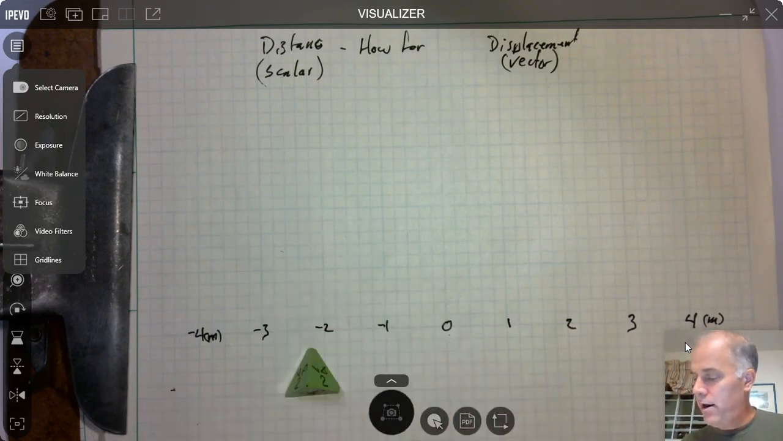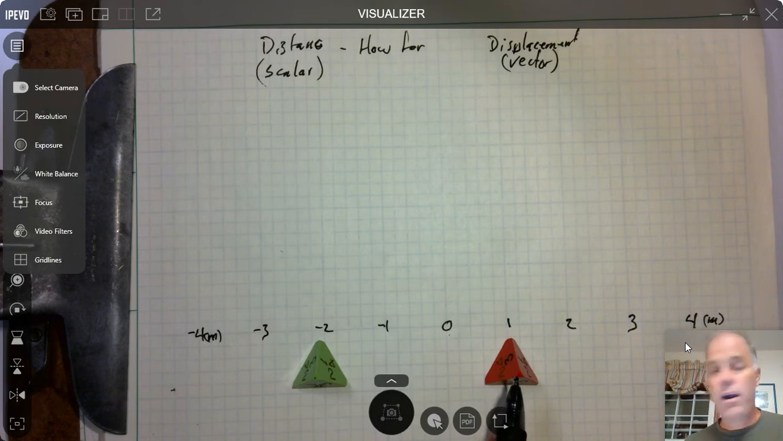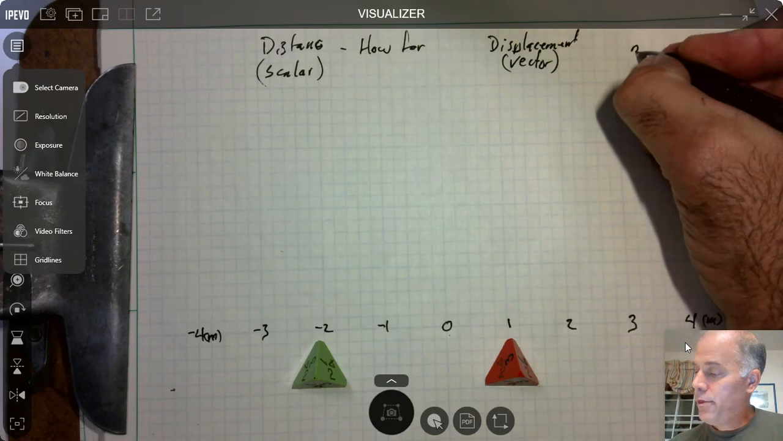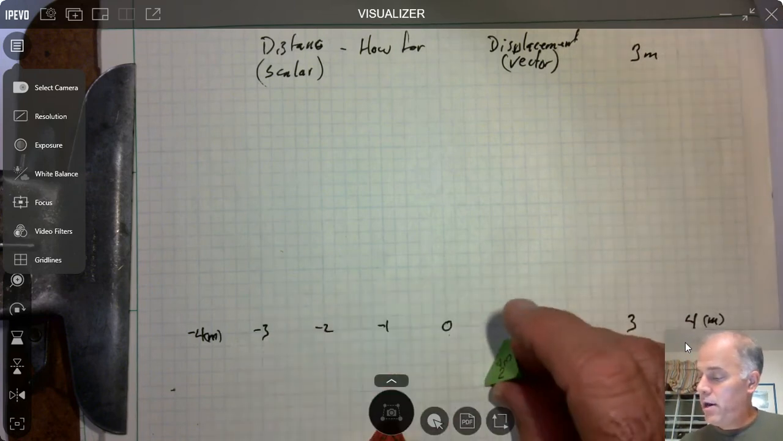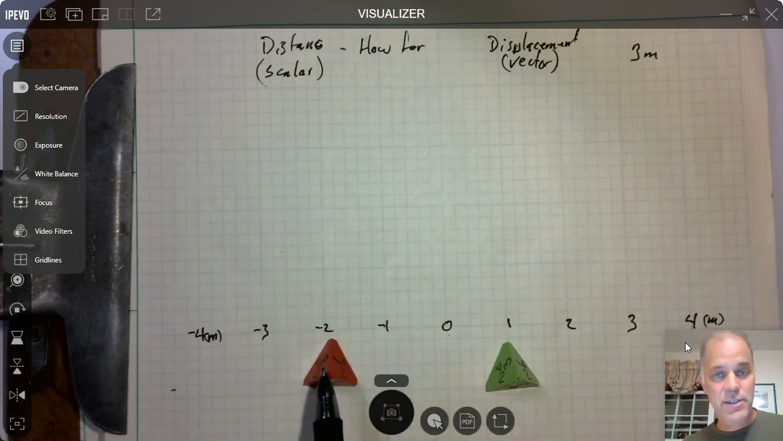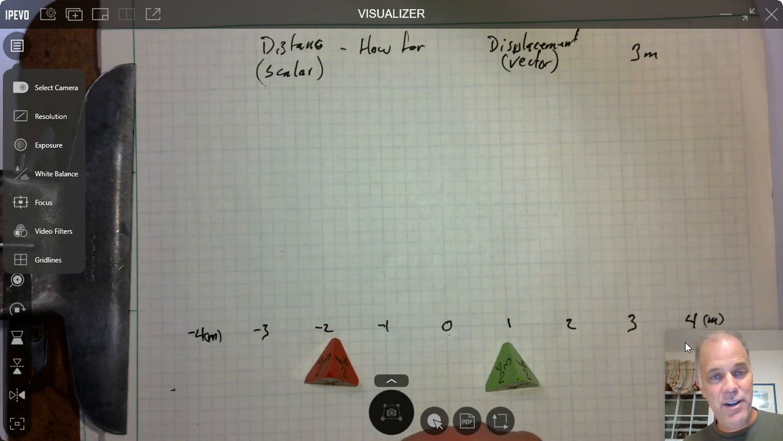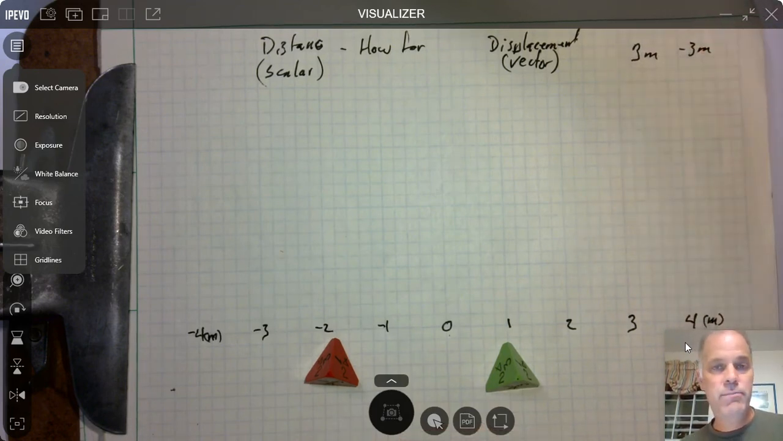That's the way to think about it. So if we start here and end here, we went 1, 2, 3 in the positive direction, so our displacement would be 3 meters. But if we did it the other direction and started here and ended here, it's still 1, 2, 3. That's the distance, but it's in the negative direction. So our displacement is going to be -3 meters.